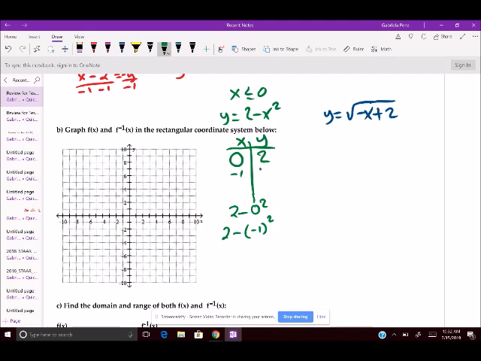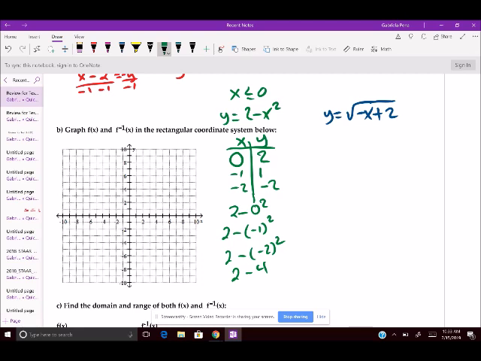Then I have a -2. 2 minus -2 squared. Well, what is -2 squared? 4. Sorry. What is 2 minus 4? -2. Sorry. And if we did one more, I'm going to squish it in here, a -3.